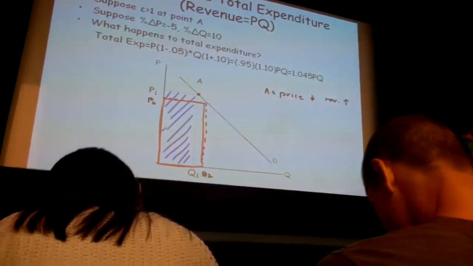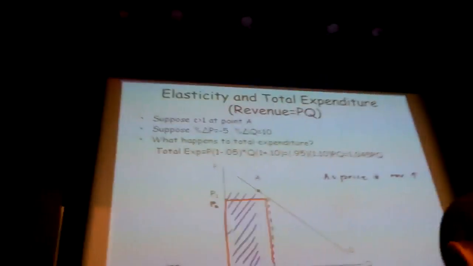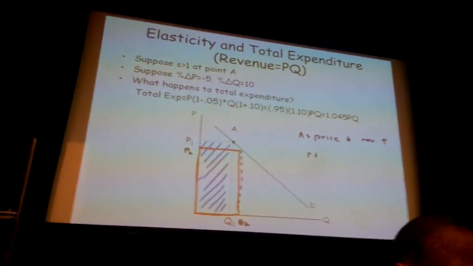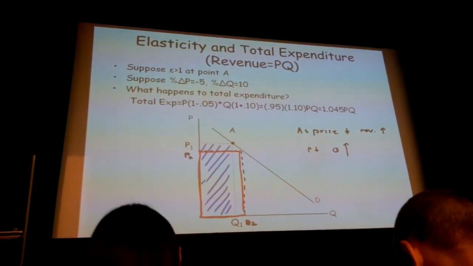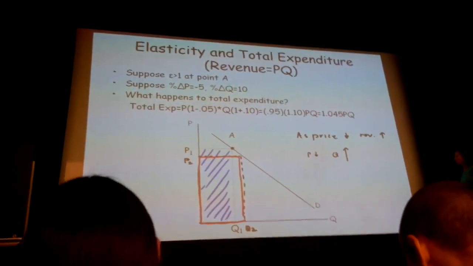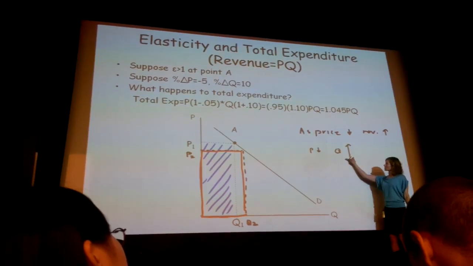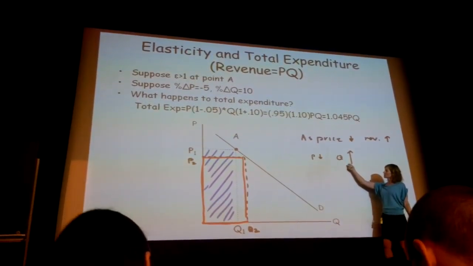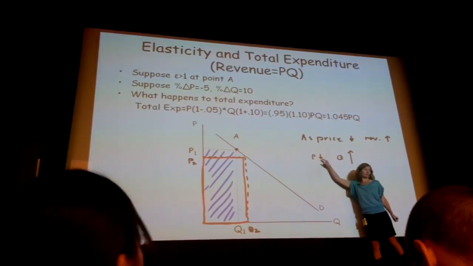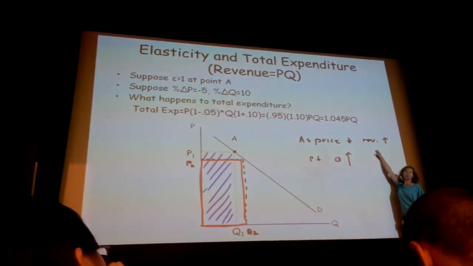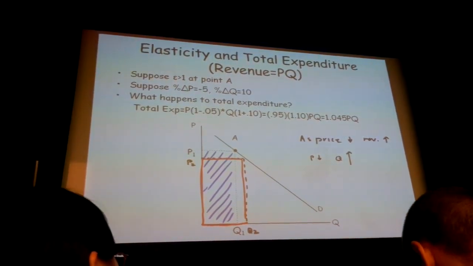And so one way to think about this is that relatively speaking, we have this small drop in price, and associated with that is going to be a large increase in the quantity demanded. And you can sort of think that this large increase in the quantity demanded is going to swamp the negative effect of the price drop, leading to an increase in revenue overall.